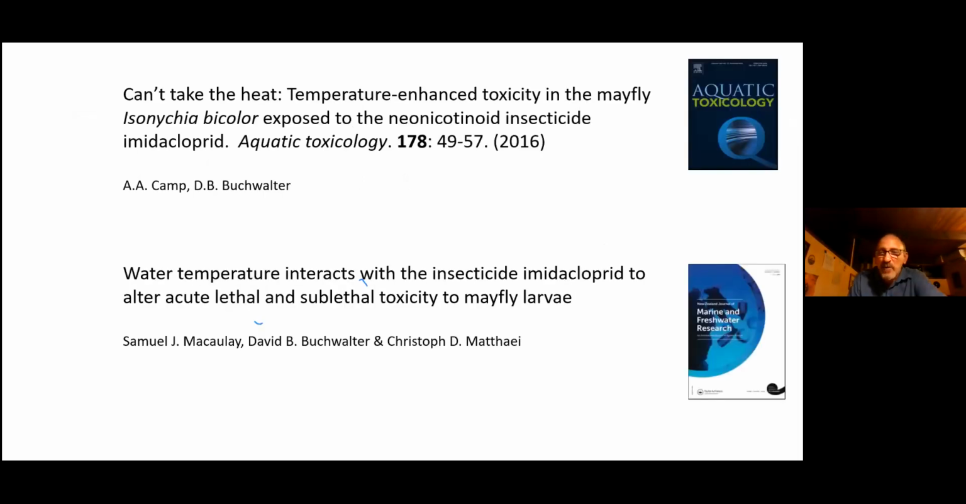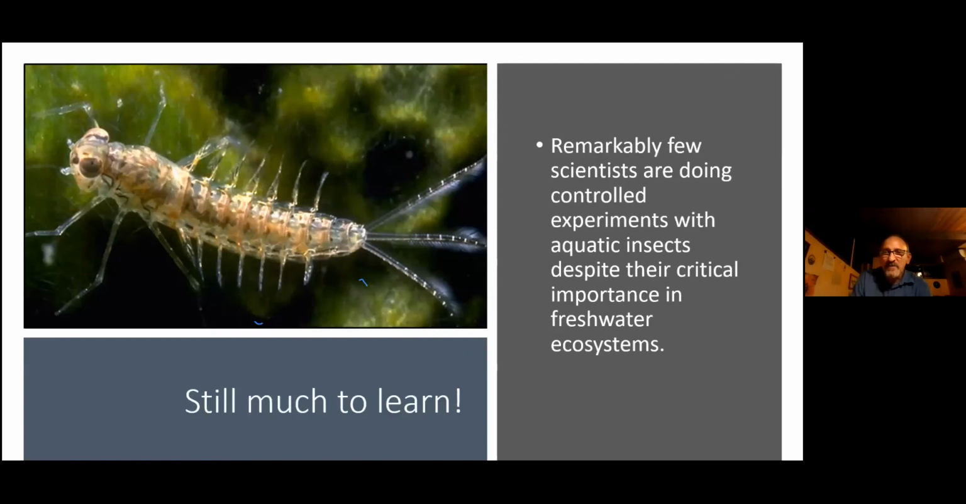We've also done a little bit of work looking at the interaction of temperature with some insecticides. These are some papers that we've put out in relation to the pesticide imidacloprid. In both cases, increasing temperature increases the influx rate of the contaminant and increases the toxicity of the material. So again, we have a lot to learn.